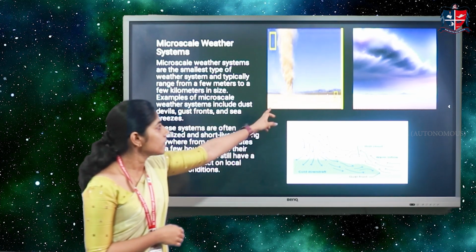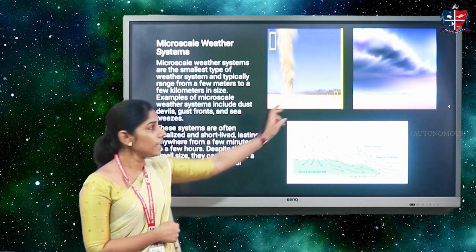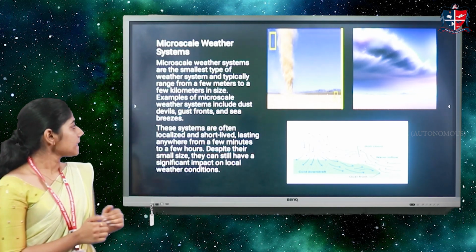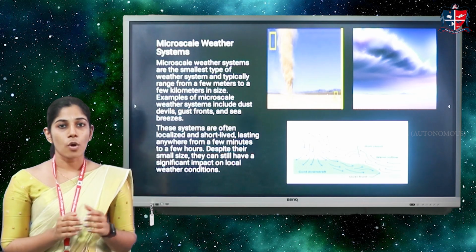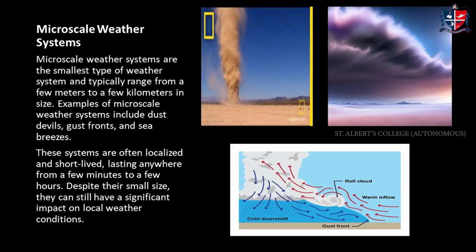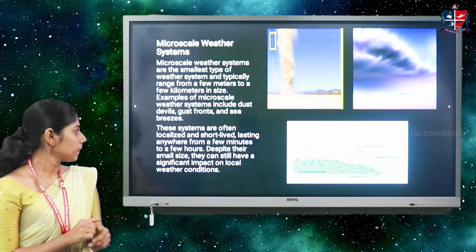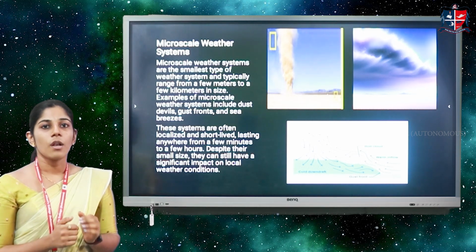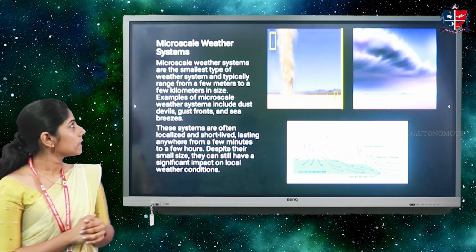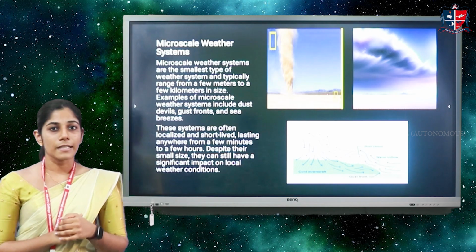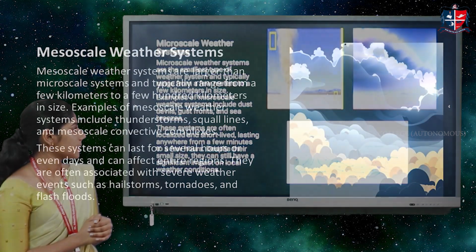You can see here, this is the image of a dust devil, and gust fronts and sea breezes are other examples. These systems are often short-lived, very localized weather systems, which last anywhere from a few minutes to a few hours. Despite their small size, they can still have a significant impact on the local weather conditions. So, this is the microscale weather system, the first or basic classification of weather systems.